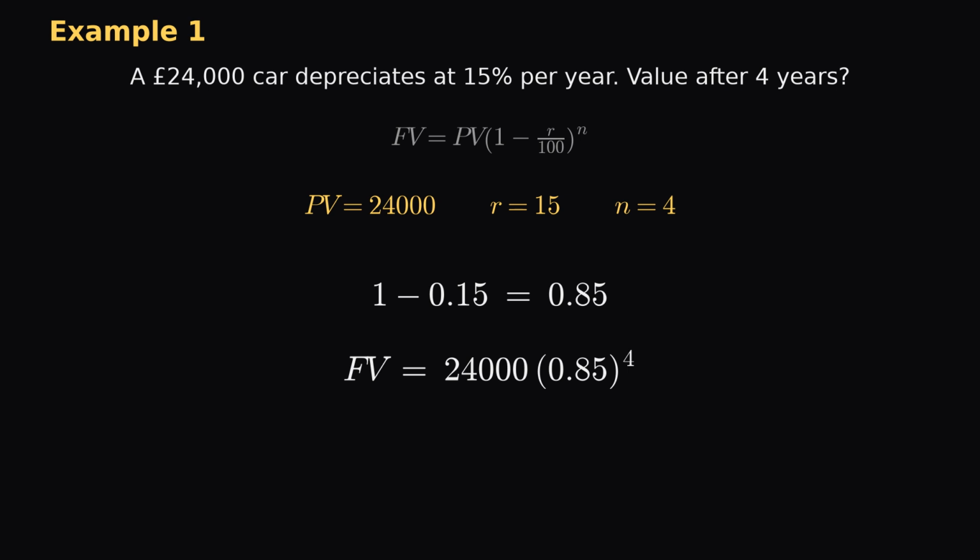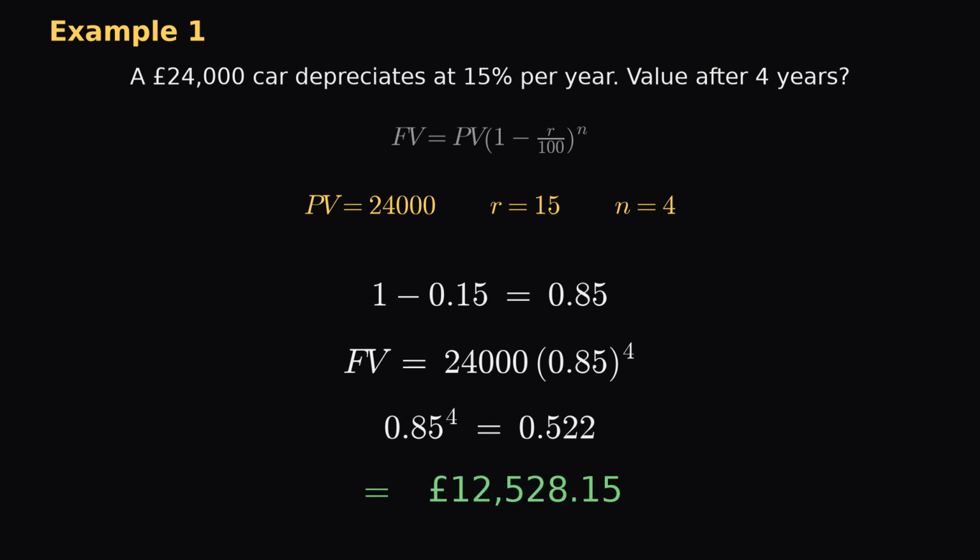24,000 times 0.85 to the power 4. 0.85 to the fourth is 0.522. Times 24,000 gives £12,528.15. So in 4 years, it's lost roughly half its value.